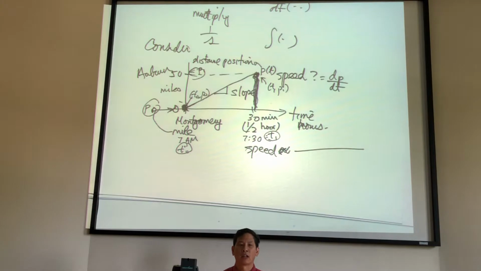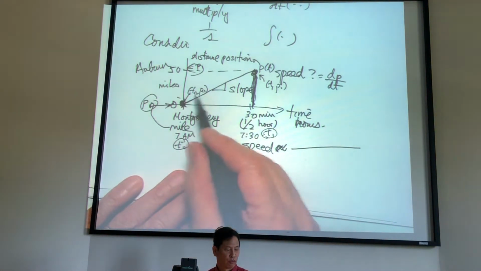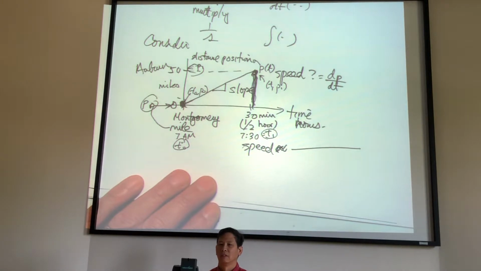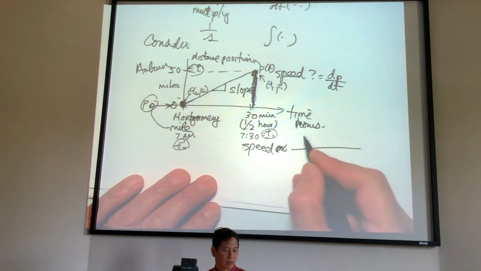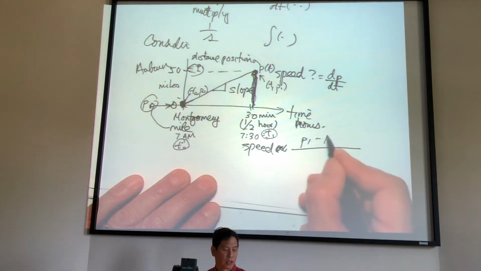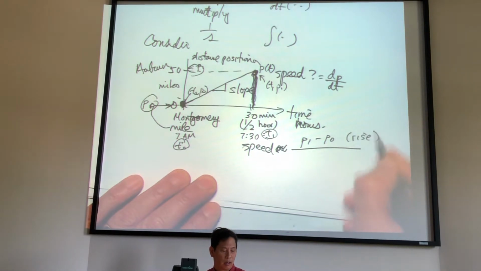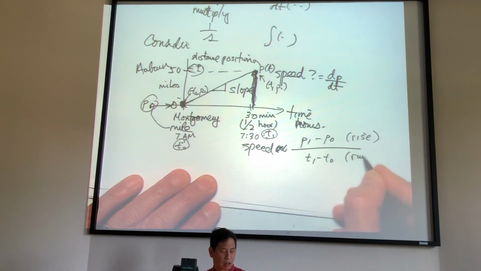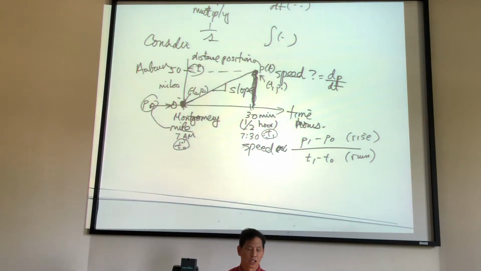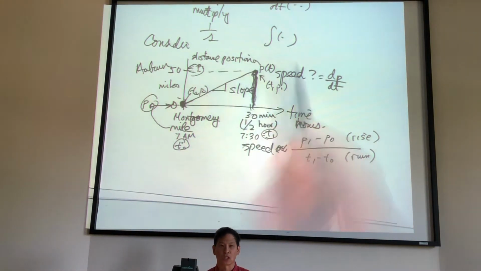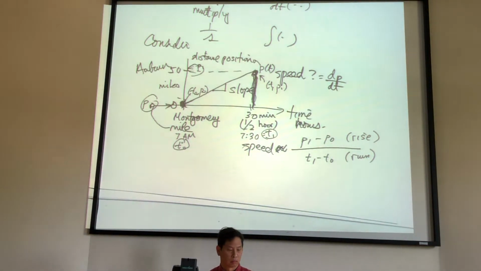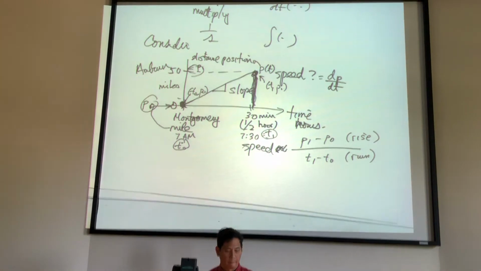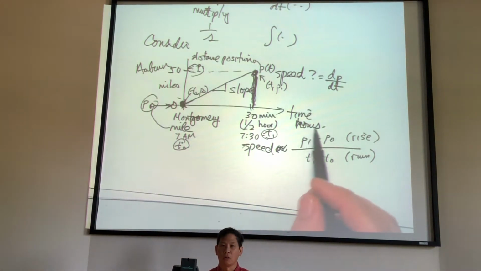Somebody said rise over run. How do I describe rise over run using these four numbers? Okay, so somebody said rise is p1 minus p0, and the run is t1 minus t0. That's an approximation for finding this slope. Well, it's exactly the slope because it's a straight line. Everybody see how you can get an approximation?